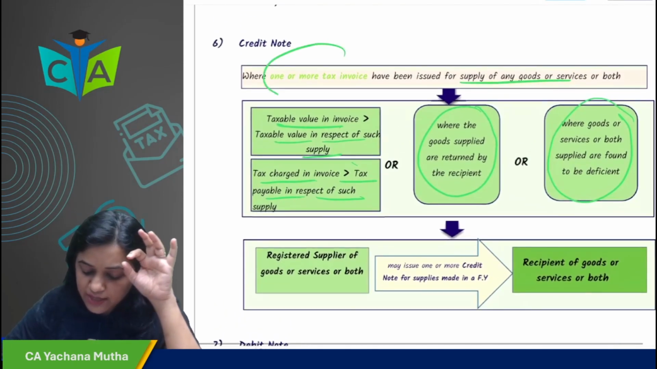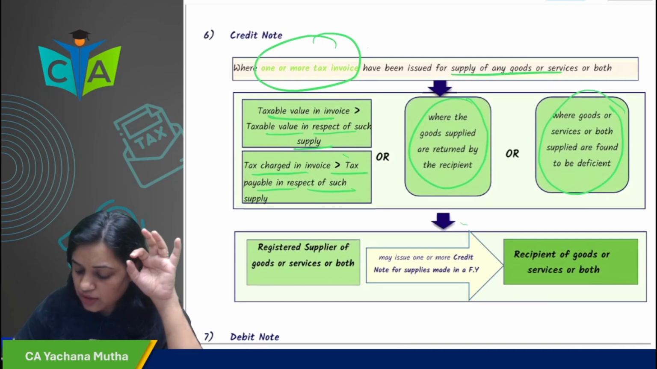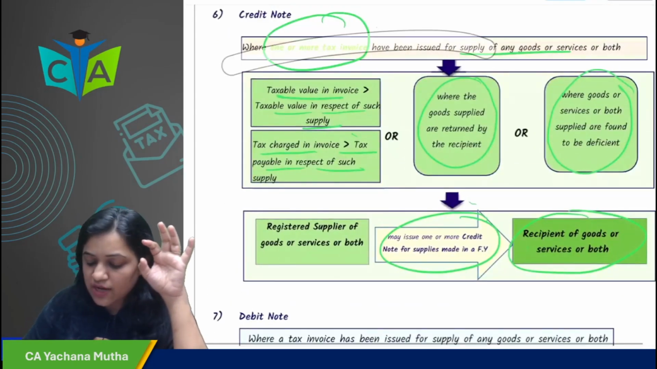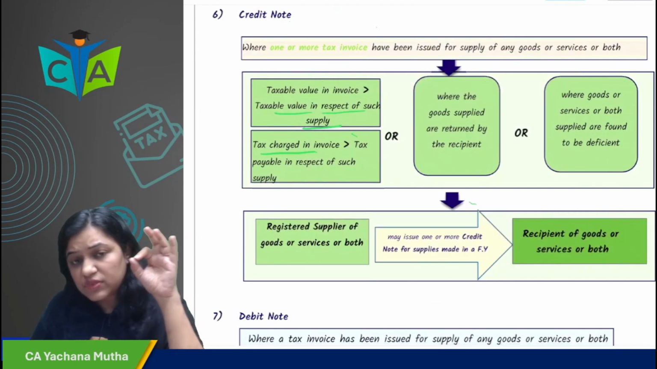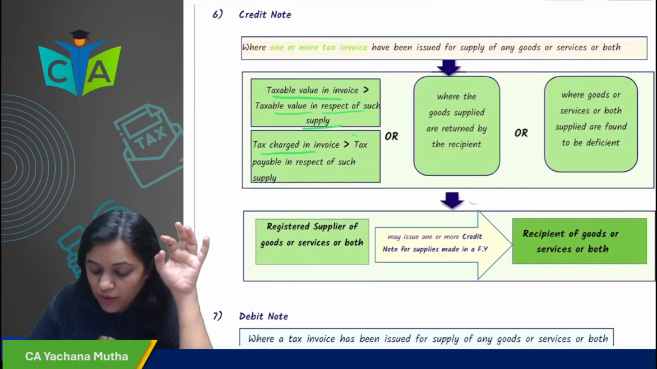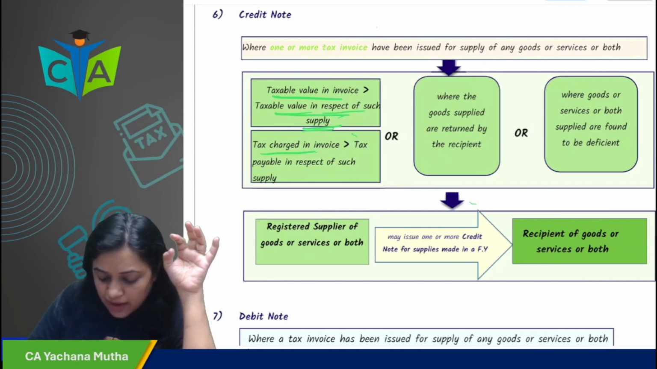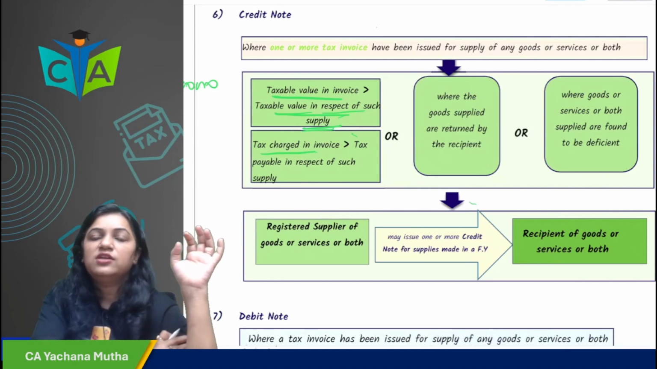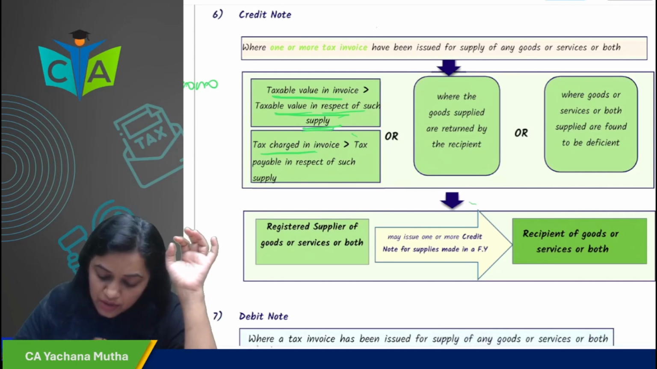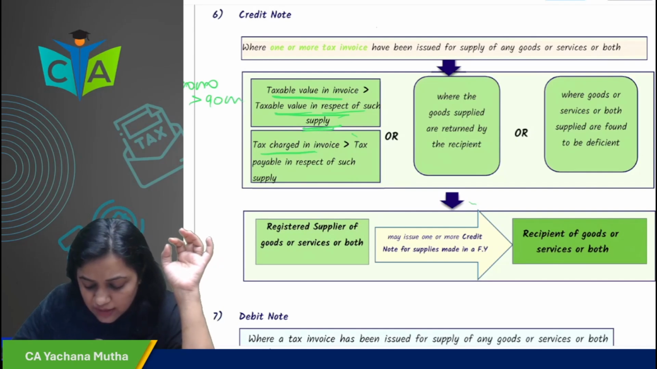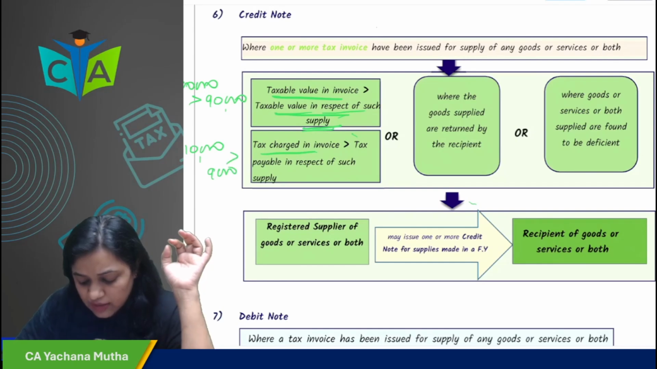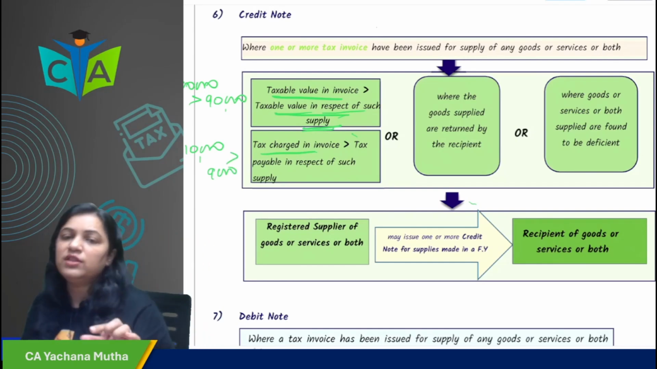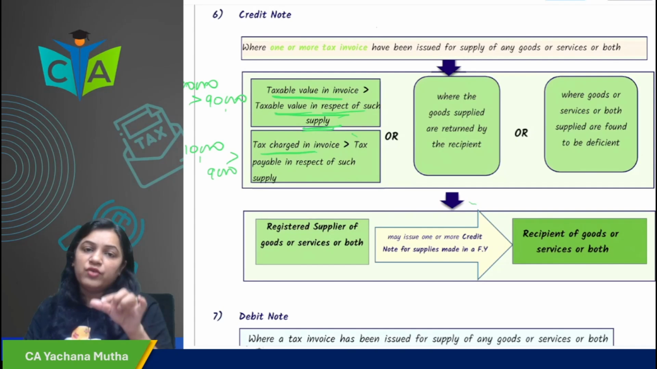In these four cases, you will issue a document which is called a credit note. So when one or more tax invoices have been issued, you will issue one or more credit notes for this. Okay. In 4 scenarios, you will issue what? A credit note. For example, in the invoice you have charged 1 lakh rupees taxable value. However, the taxable value should be 90,000, or you have charged the tax as 10,000. However, the tax should be 9,000. So for the 1,000 difference, you will issue a document which is called a credit note.